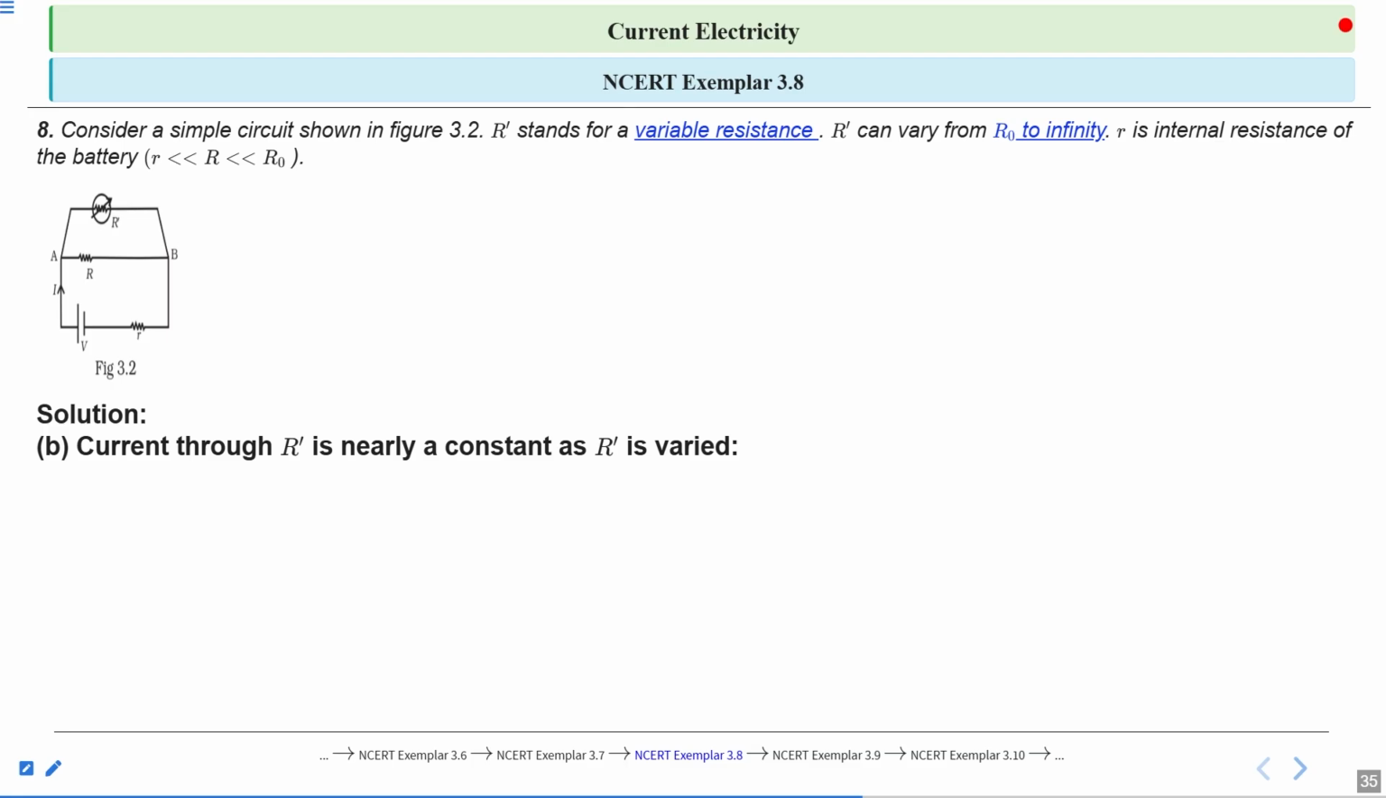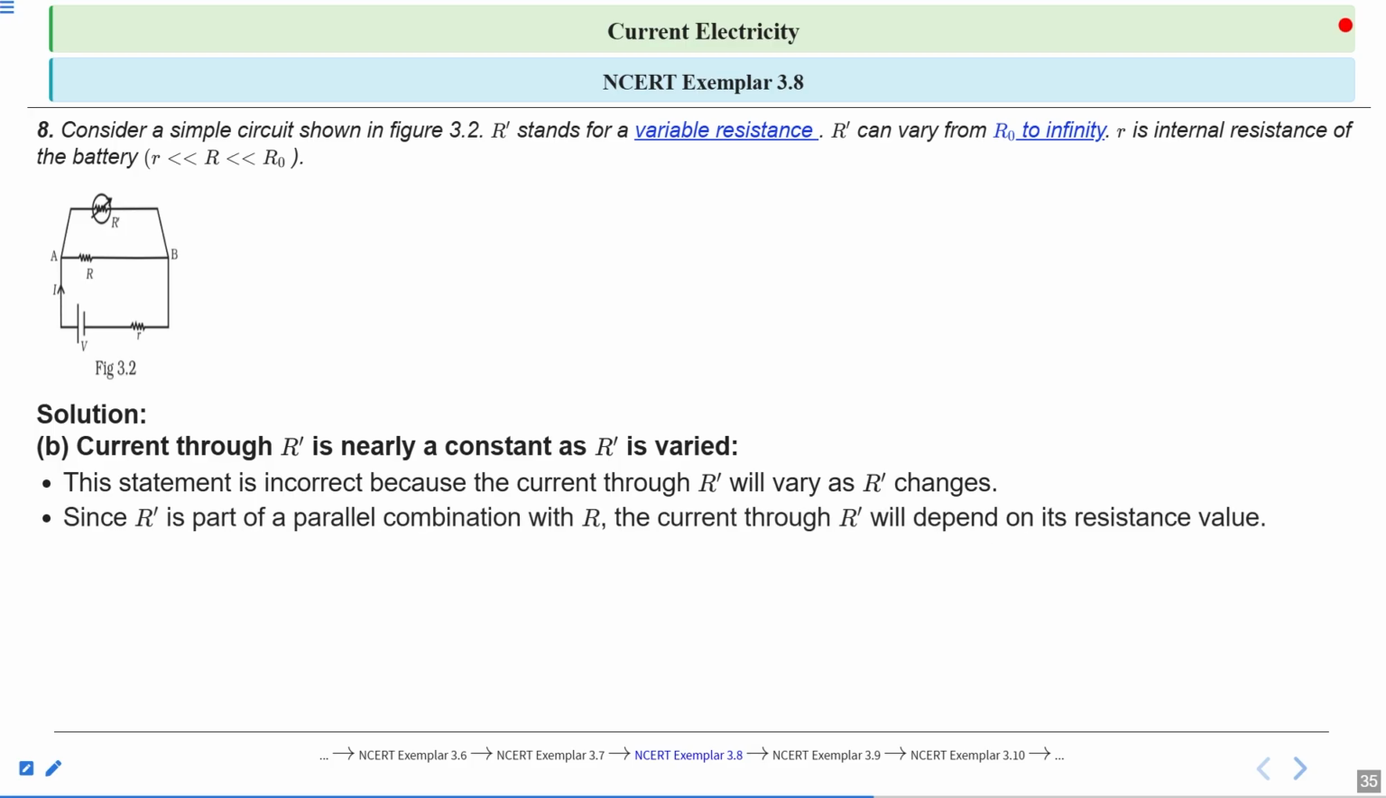So what was the B option? Current through R dash is nearly constant as R dash is varied. This statement is incorrect. Why? Because the current through R dash will vary as R dash changes. Since R dash is a part of a parallel combination with R, the current through R dash will depend on its resistance value.